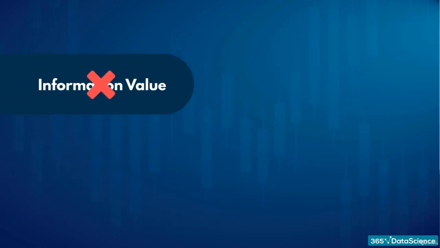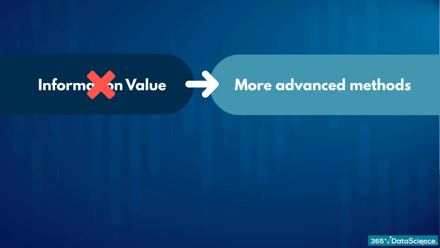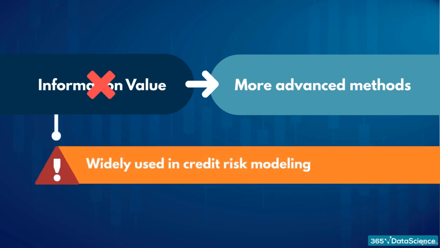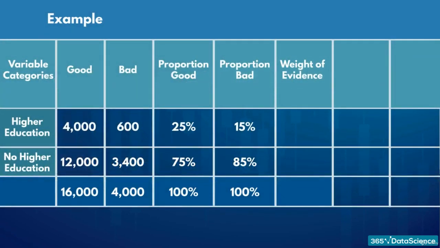In this course, we won't use information value for variable selection, as we will opt for more advanced methods. Nevertheless, we'll try to calculate it and interpret it for each independent variable. Information value is a very important concept. It is widely used in credit risk modeling, so you should be very well acquainted with it. Once we are done with the course, you can try creating a credit risk model where you pre-selected the predictors using the information value.